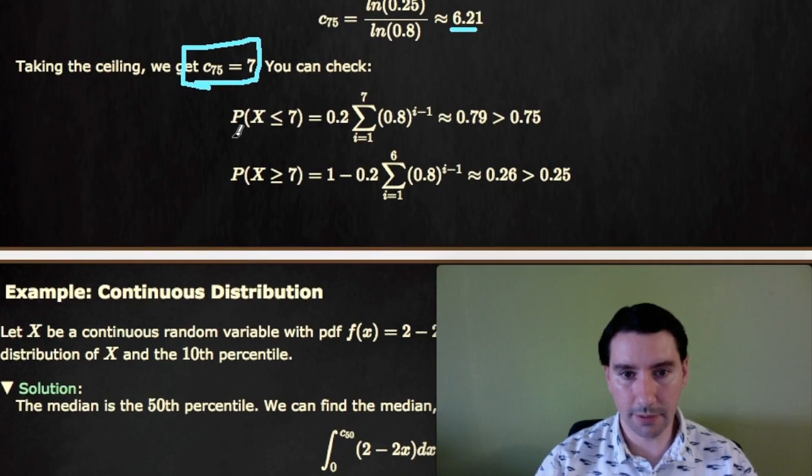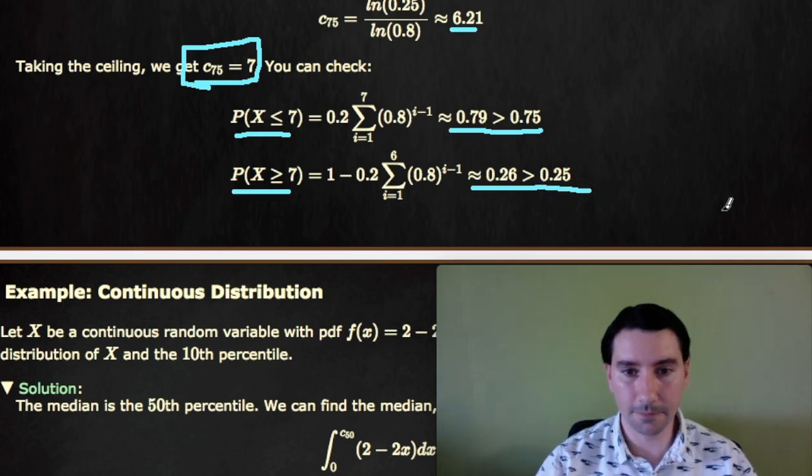So the probability x is less than or equal to 7 is about 0.79, which is bigger than 0.75. And the probability x is bigger than or equal to 7 is about 0.26, which is bigger than 0.25.